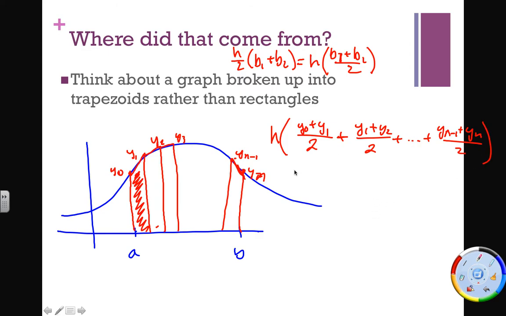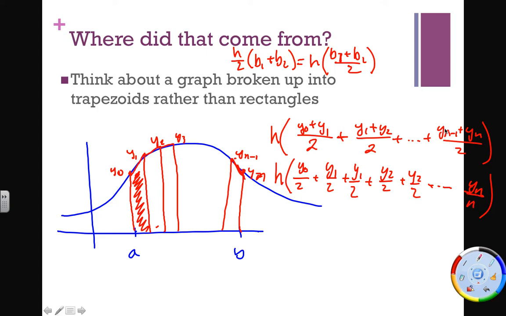Now here's what's interesting. If you were to split these fractions up, this would be y sub 0 over 2 plus y sub 1 over 2 plus y sub 1 over 2. Well, that's pretty interesting. Plus y sub 2 over 2 plus y sub 2 over 2. And this continues all the way down to the last one, where you would end up with just a y sub n over 2. Notice that this n minus 1 would be paired up with another n minus 1.